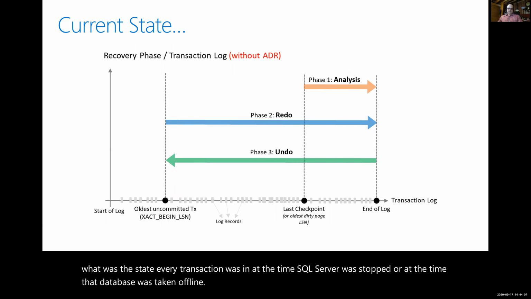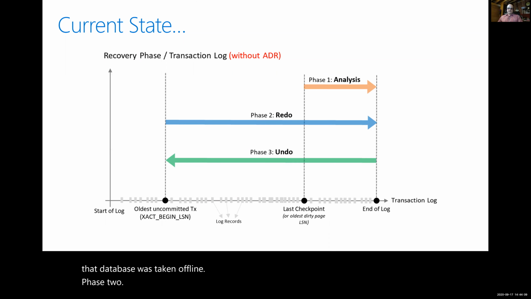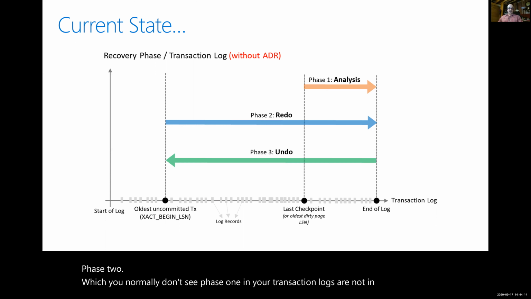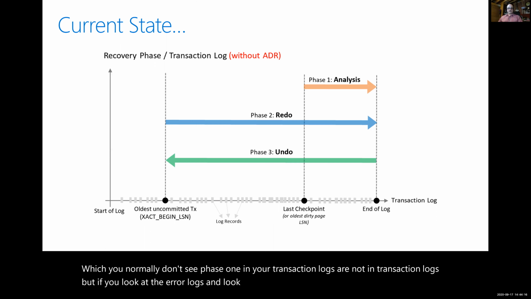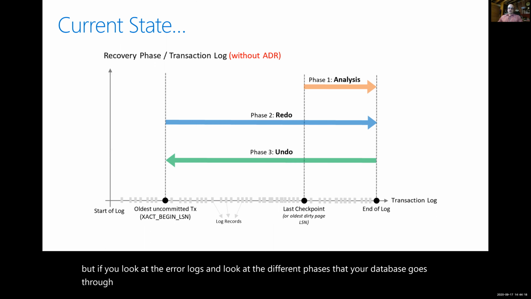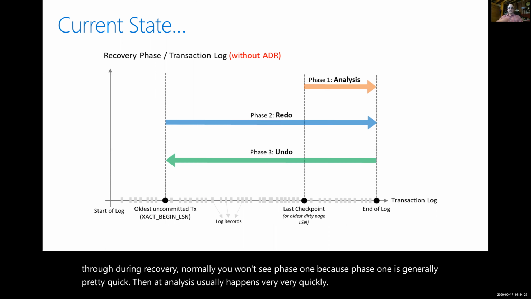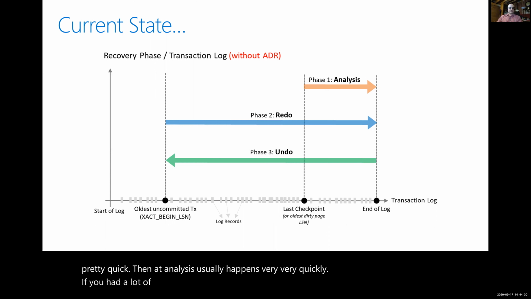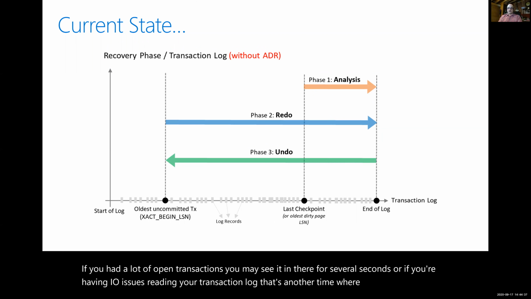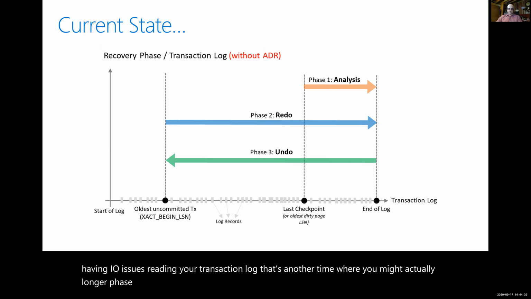Phase 1 is normally not something you see. If you look in the error logs at the different phases your database goes through during recovery, you won't normally see phase 1 because it's generally pretty quick. If you had a lot of open transactions, you may see it for several seconds, or if you're having IO issues reading your transaction log, you might see a longer phase 1. But generally, phase 1's pretty fast.